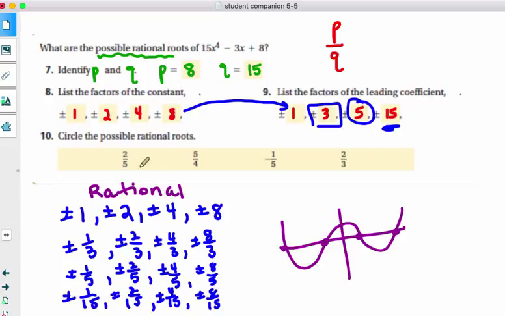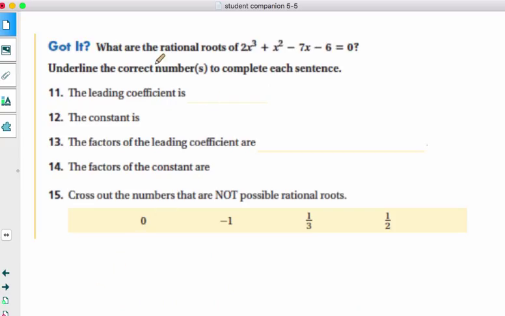So I could even ask, is 2/5 a possibility for where this graph might cross, or where this would have a solution? Yes, it's on my list. What about 5/4? No. The graph cannot cross at 5/4. I think that says -1/5. Yep, that's on my list. And what about 2/3? Yes. That's a strange theorem.